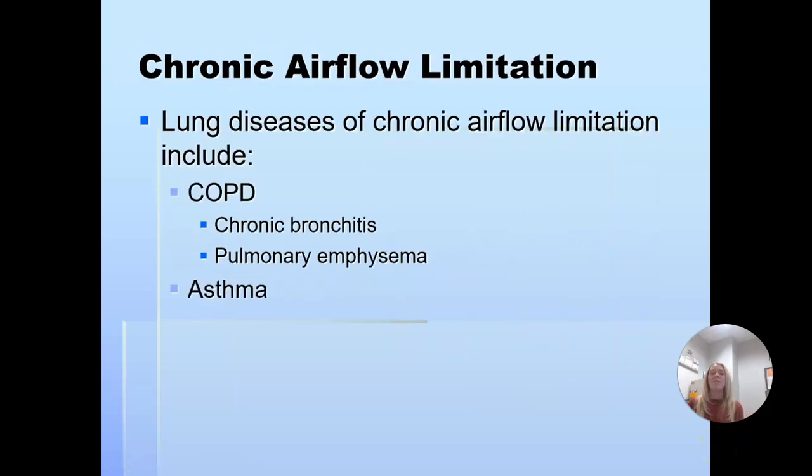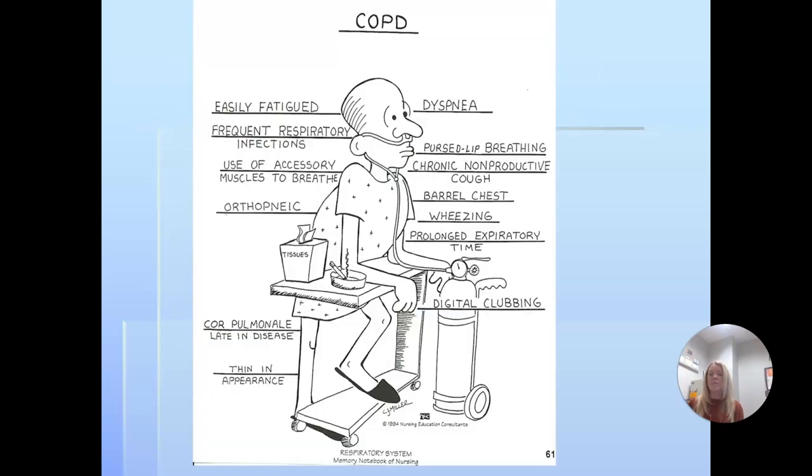So some chronic airflow limitations or lung diseases that limit airflow. These are going to be things like COPD, which we have chronic bronchitis and pulmonary emphysema that fall under that category. And then we'll talk about asthma as well. With COPD, again, this is a fairly broad categorization or diagnosis. We'll see someone who is easily fatigued, has shortness of breath, probably does some pursed-lip breathing.